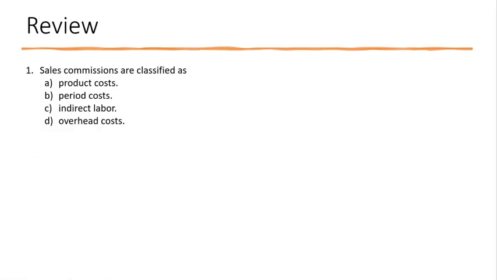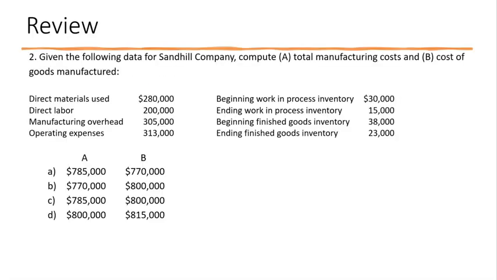So we'll get into the questions. Sales commissions are classified as: are they product costs, period costs, indirect labor, or overhead costs? The answer is period cost. Typically it is a variable cost as well, so on the cost volume profit income statement, it shows up in the top part in the variable cost in the contribution margin section.